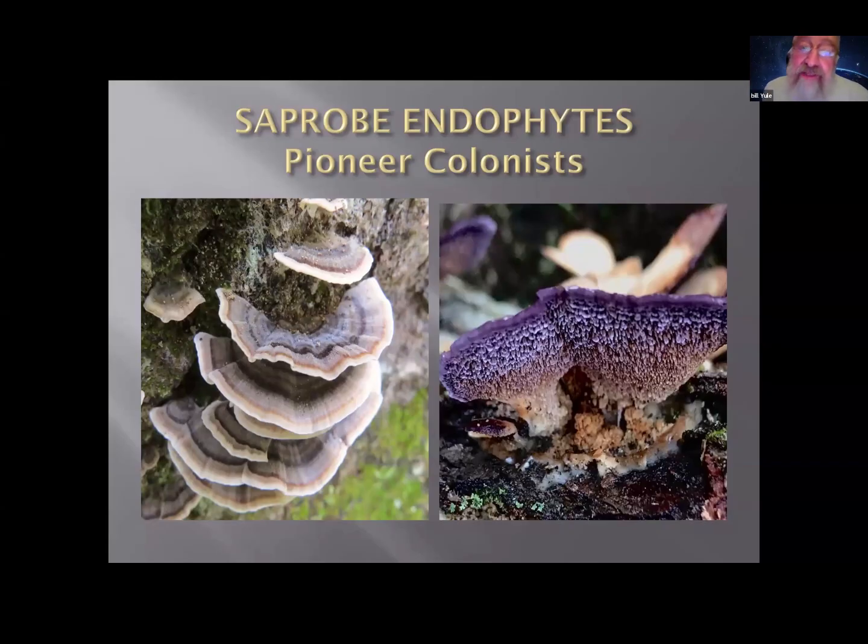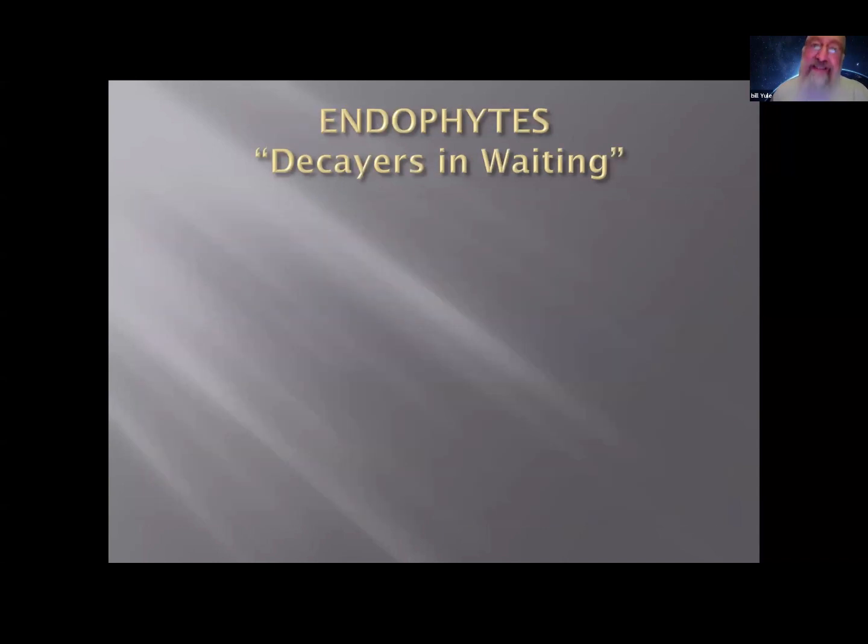And then as soon as that happens, the endophytes respond as the tree dies or the branch gets broken off, it dries. And then when the moisture content drops, the endophyte wakes up. And so those fungi, the turkey tail, the trichaptum, other pioneer colonist endophytes, they're the first ones on the scene. And Lynn Boddy's name for those endophytes that are hiding inside of living trees, waiting for the tree to die, she calls them the decayers in waiting.